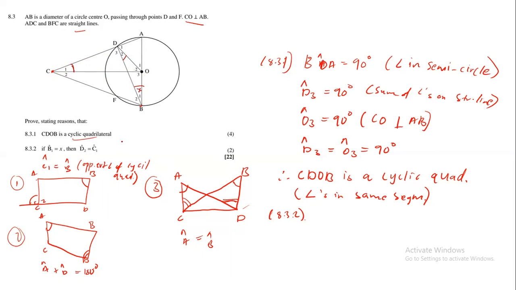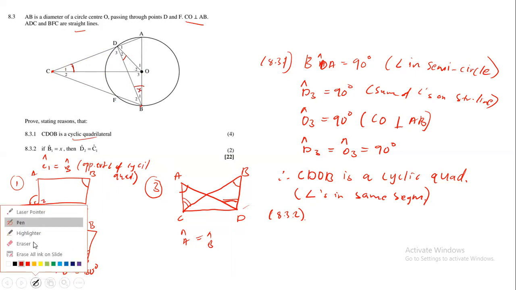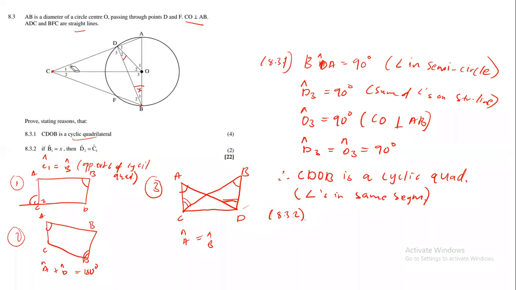And therefore, oh, we have to prove that D2 is equals to C1. We have to prove this. So they are not equal yet. We have to prove that. Okay, fair enough. So now this is what we're going to do. We want to talk about C1, and then we also want to talk about D2. Do not forget that we have proved that DOBC is a cyclic quadrilateral.